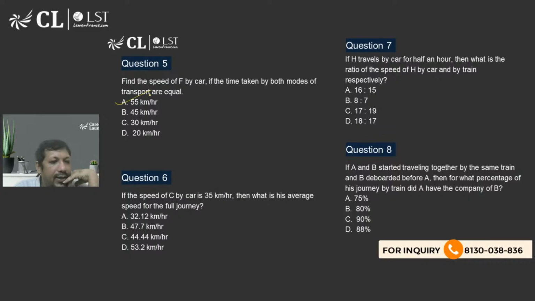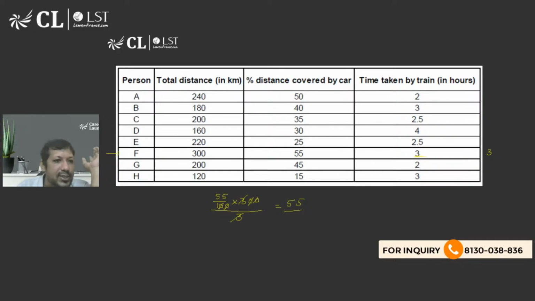Now, next one: if the speed of car C is 35, what is his average speed for the whole journey? In the previous set, we have already seen that the average speed is given by total distance upon total time. So I need to calculate for C.